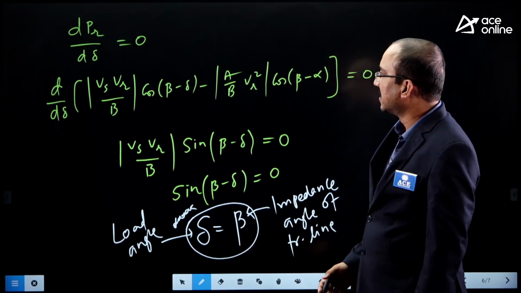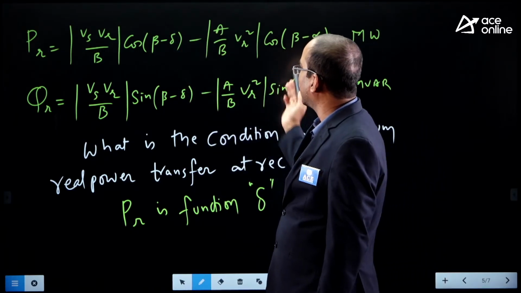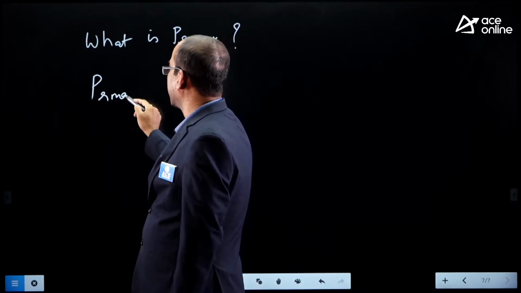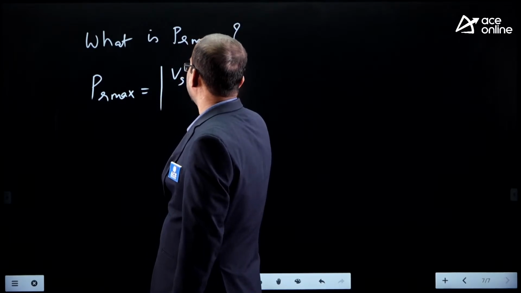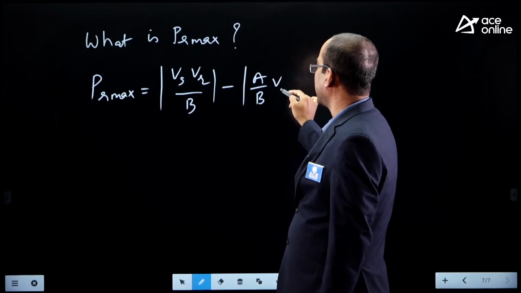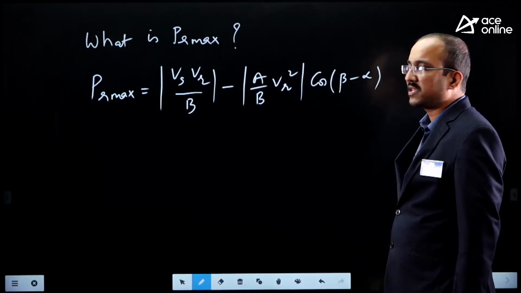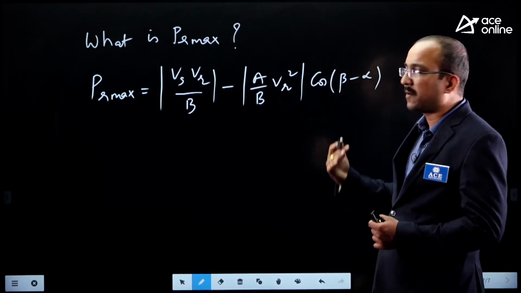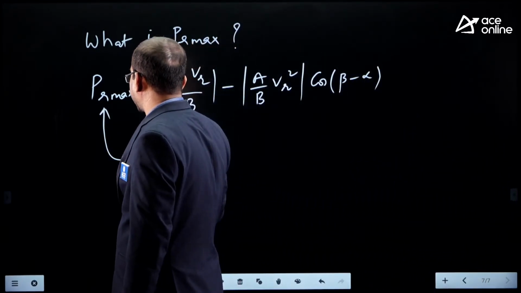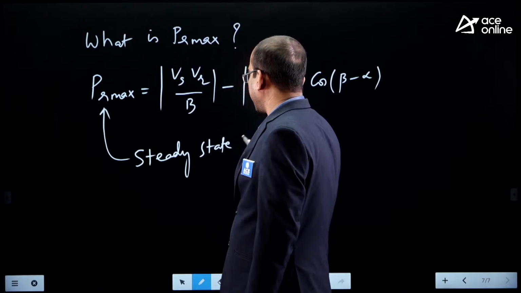So how do you calculate it? In this equation you need to substitute delta equal to beta. Cos 0 is 1, so the remaining terms go as they are. PR maximum is Vs VR by B minus A by B VR square cos of beta minus alpha. So this gives the expression for maximum real power transfer at the receiving end. This is also known as the steady state stability limit.